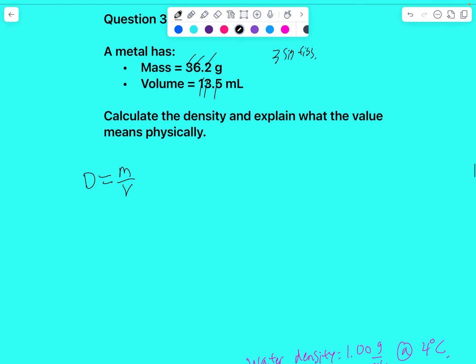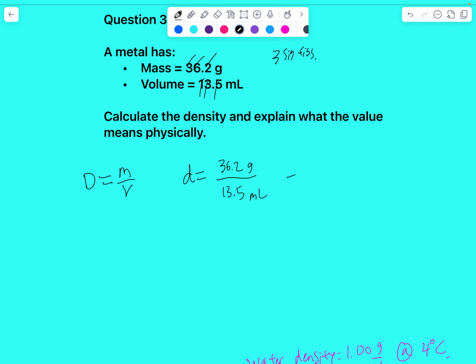So you want to take the density as mass over volume, so 36.2 divided by 13.5. When you plug that into your calculator, you're going to get a big number, 2.681 and so on. But I only need 3 sig figs. I got my 2, I got my 6, and I got my 8. I don't need to round anything up. So the final answer is 2.68 grams per milliliter. That's the density I calculated.